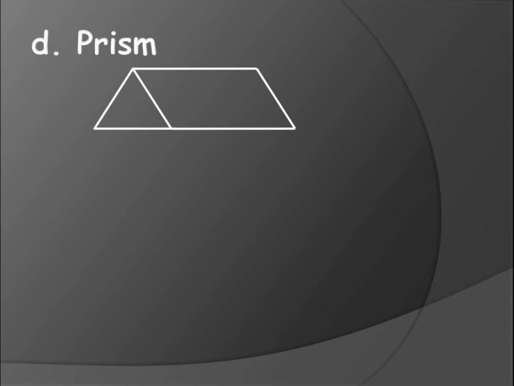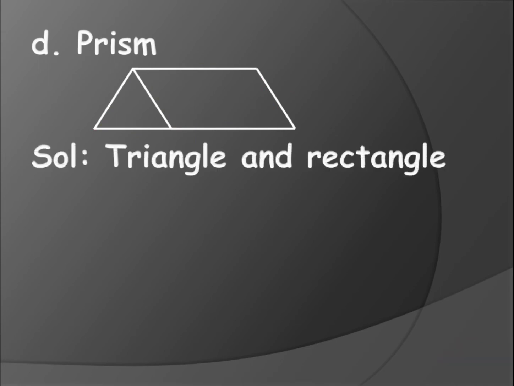Okay, and if you look at it, here you can see a triangle, isn't it? And here you can see a rectangle. Yes, at the back you can see a triangle again, and this side it will be a rectangle. Down also will be a rectangle. Two triangles you have and three rectangles you have. So you will mention that triangle and rectangle.